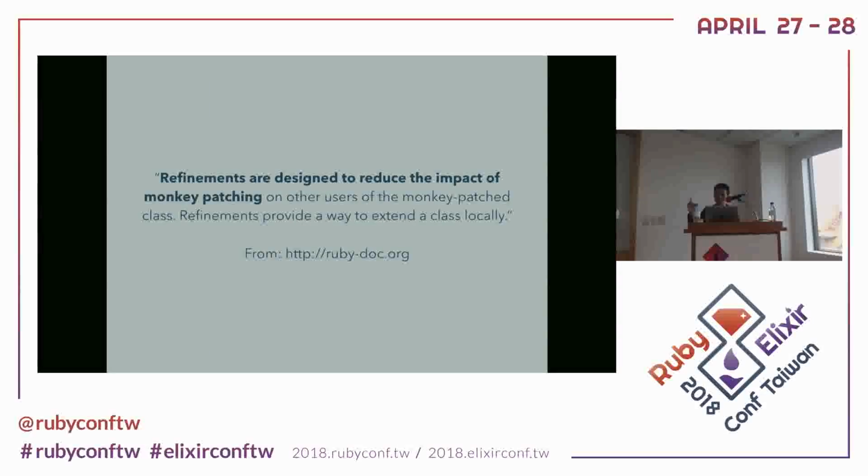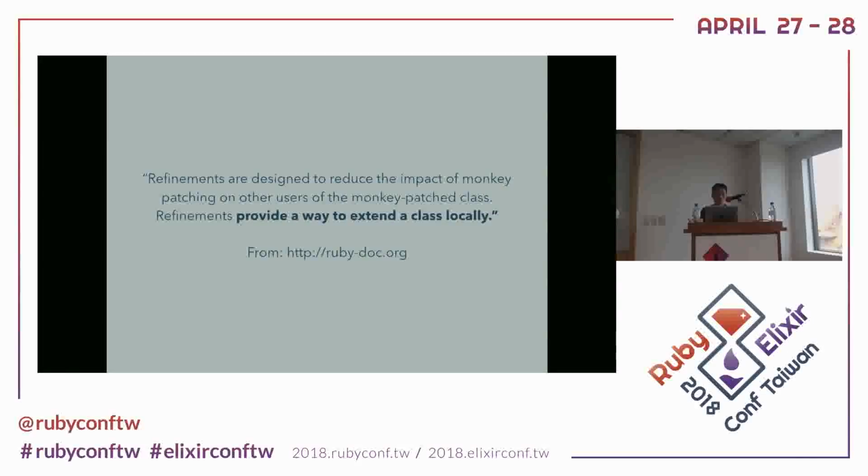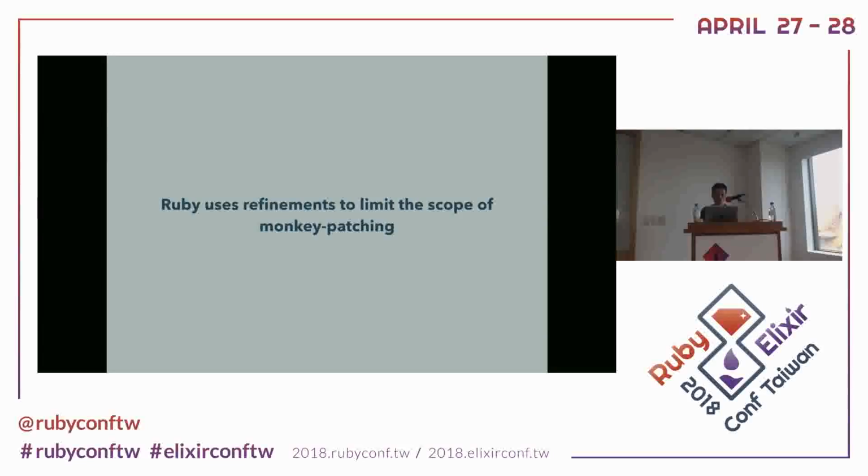This is a part of the introduction of refinements on RubyDoc. It says that refinements are designed to reduce the impact of monkey patching by providing a way to extend a class locally. So as you can see from the sample code and the introduction, Ruby uses refinements to limit the effective scope of monkey patching. And I want to experiment with the same idea on method missing.